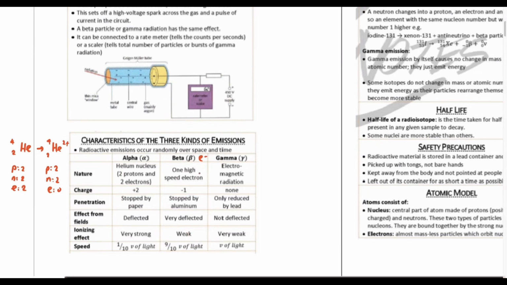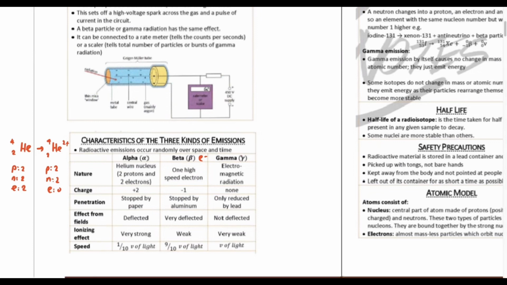The other thing is electrons move very fast. They can't stop there and ionize the air molecules slowly. They will move very fast, and that's why the ionizing effect is weak. Alpha is moving slowly compared to this. You see the speed, and this is 9 times the speed of alpha. So alpha is slower, so it will slowly interact with the air molecules and ionize them.